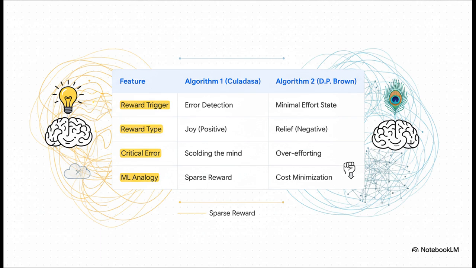Scolding yourself. Now, algorithm 2 is state-driven. It rewards the state of minimal effort with negative reinforcement, a feeling of relief. And here, the biggest mistake is actually trying too hard. If we want to use a machine learning analogy, it's the difference between learning from sparse, powerful reward signals versus just continuously trying to minimize a cost function.